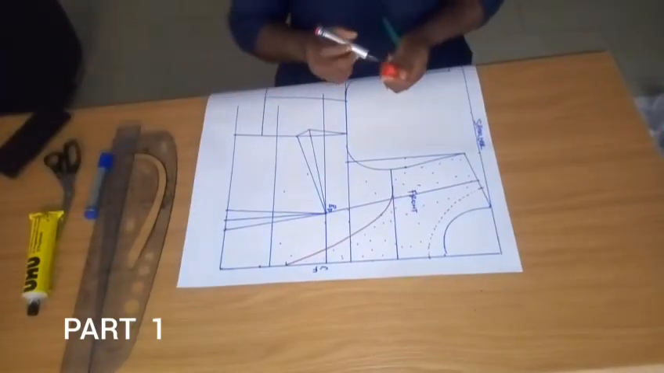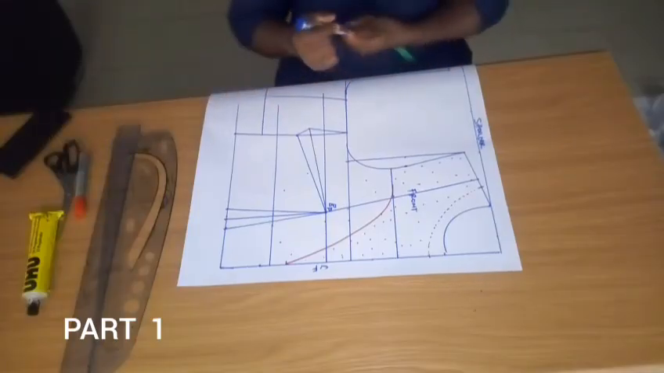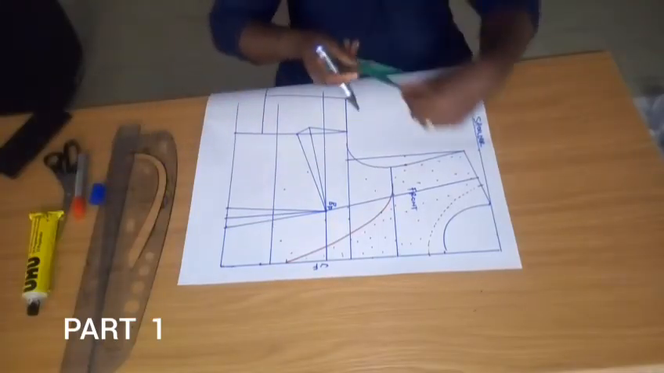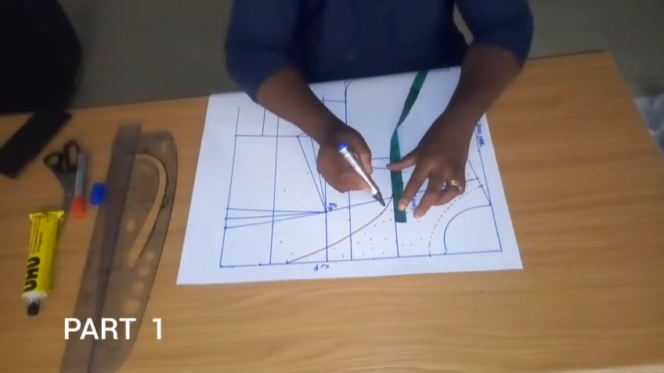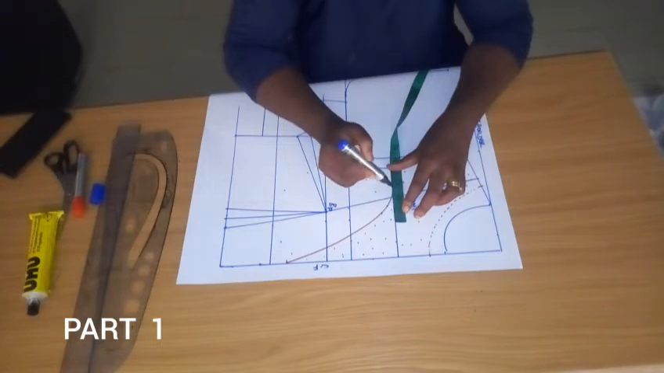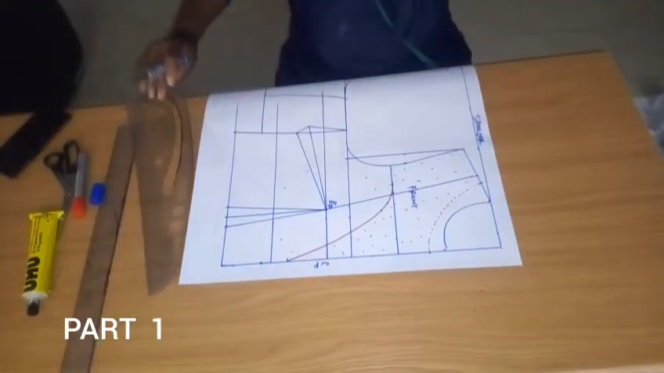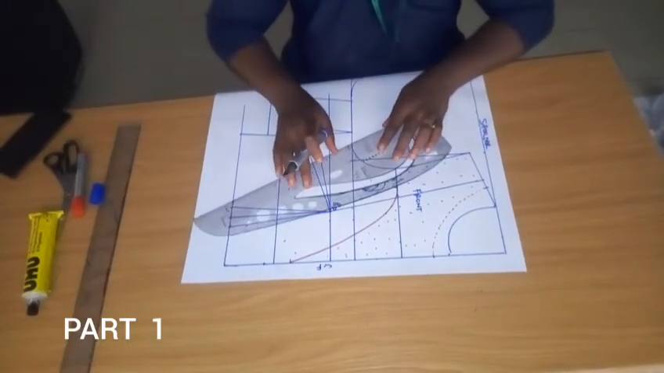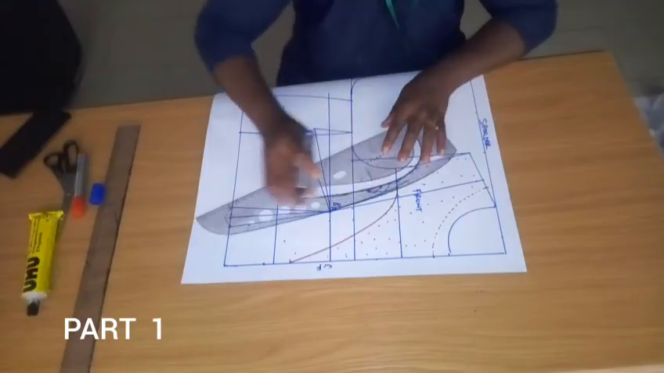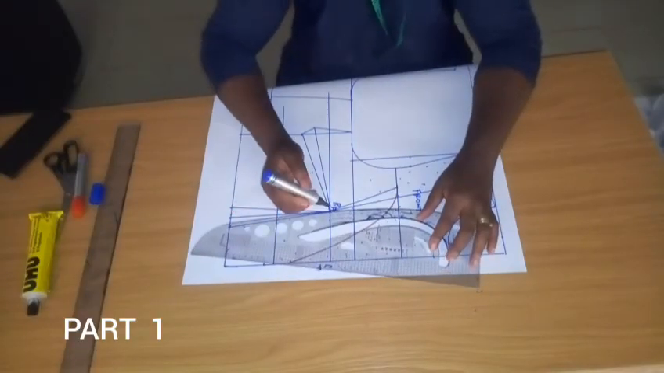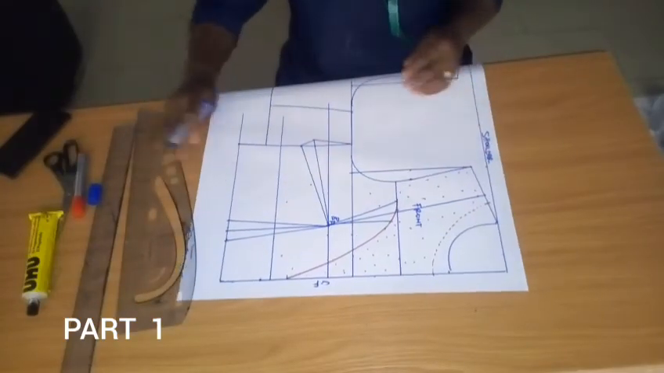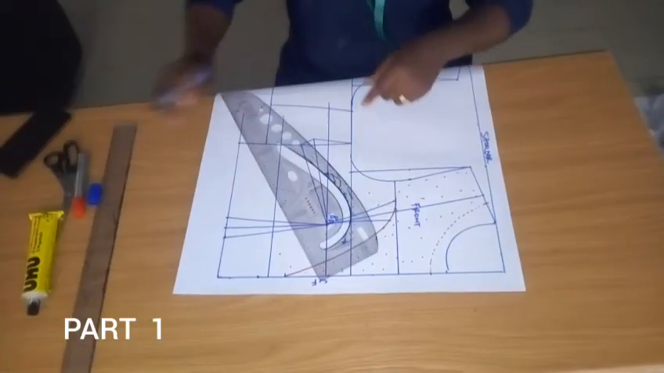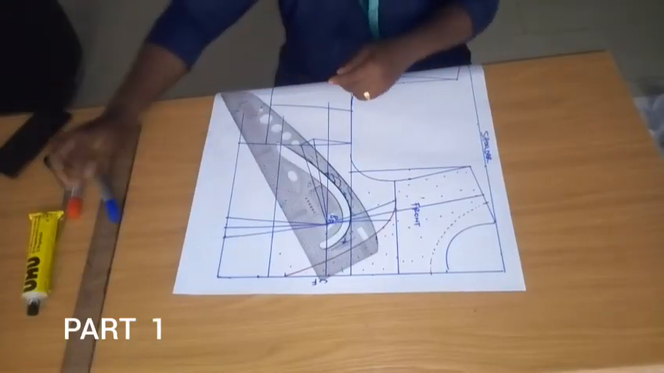So now I'm going to contour my upper bust. So to contour the upper bust, from this line and this line, I'll be sharing 0.75. I'll bring it down here, and I'll contour my upper bust line like this. Okay, so now I'm also going to move the other neckline.